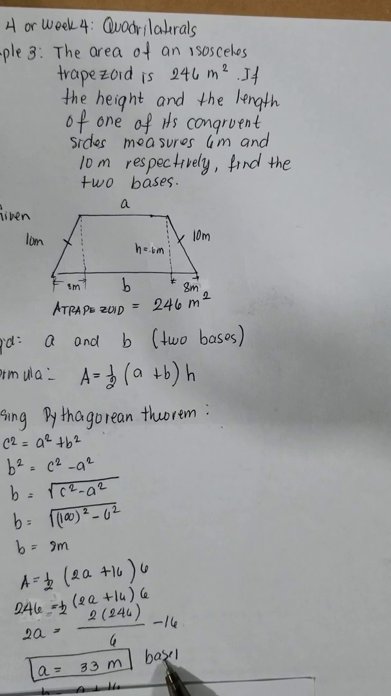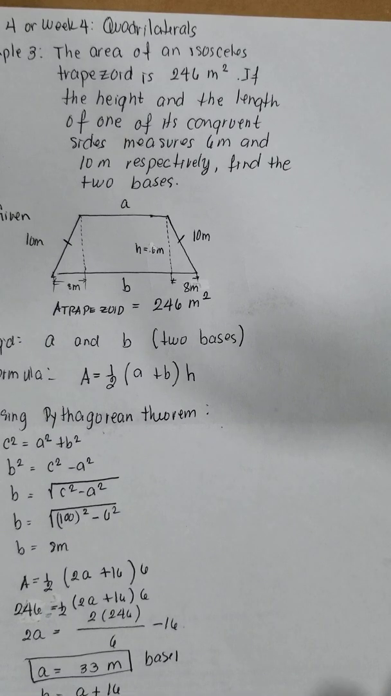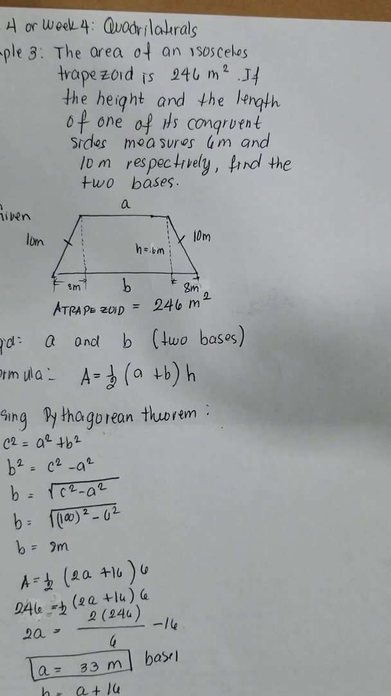This is the length of the shorter base, which is represented as B1. The length of the longer base is B is equivalent to A plus 16. Since A is equivalent to 33 meters, plus 16 will give us B is equivalent to 49 meters. This is the length of the longer base. Therefore, the two bases measure 33 meters and 49 meters.